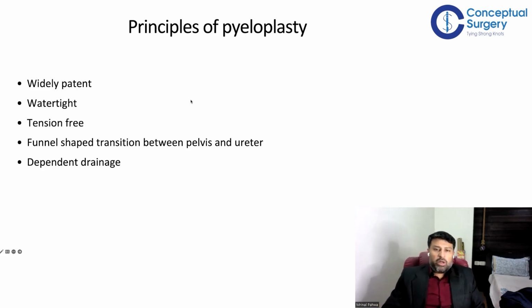Fourth, which is peculiar and specific to pyeloplasty, is the funnel shaped transition. There should be a normal, smooth flow of the pelvis into the ureter. There shouldn't be any hooking, kinking, or any tortuosity. And finally, it should be a dependent drainage, so that there is no pooling of urine in the pelvis itself, which would happen if the drainage is not gravity dependent.